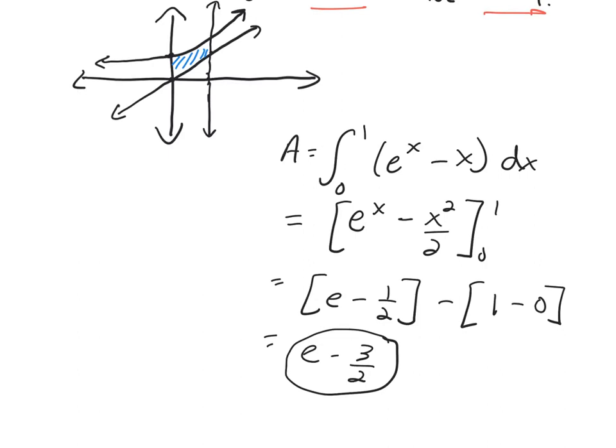And e is 3 point something, and 3/2 is 1.5, so that's a positive number. So again, the procedure: graph your region so you can see what's going on, and that tells you everything you need to know and how to set up the problem.